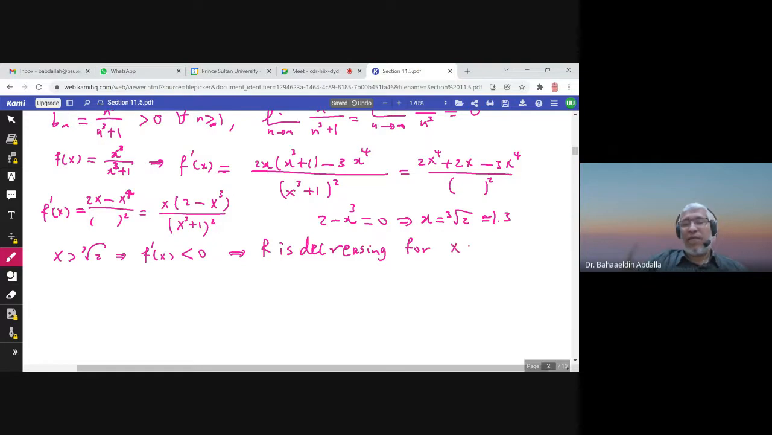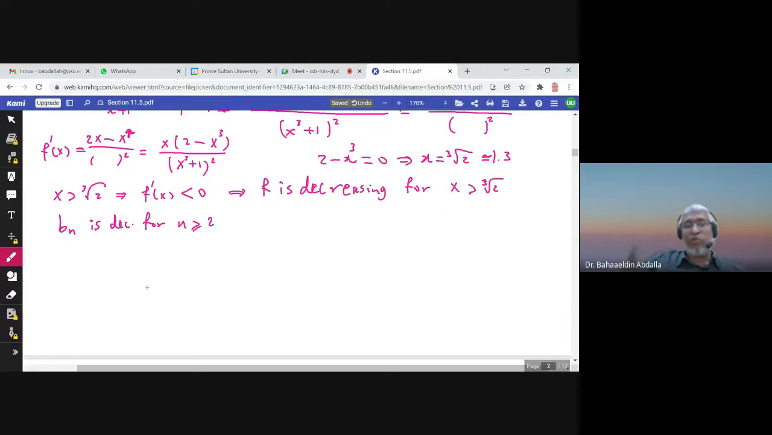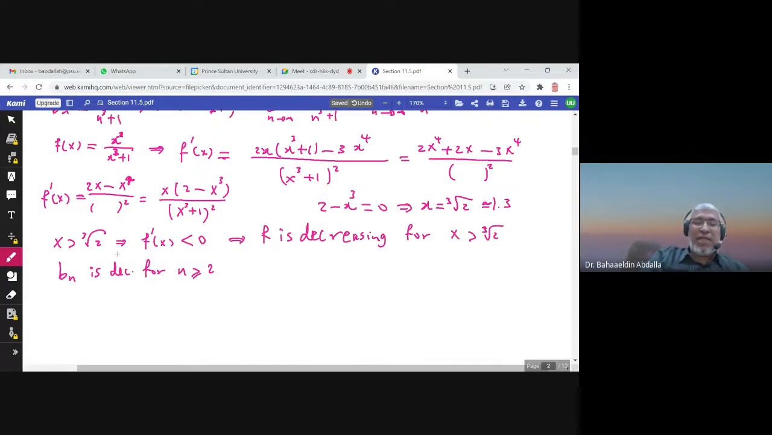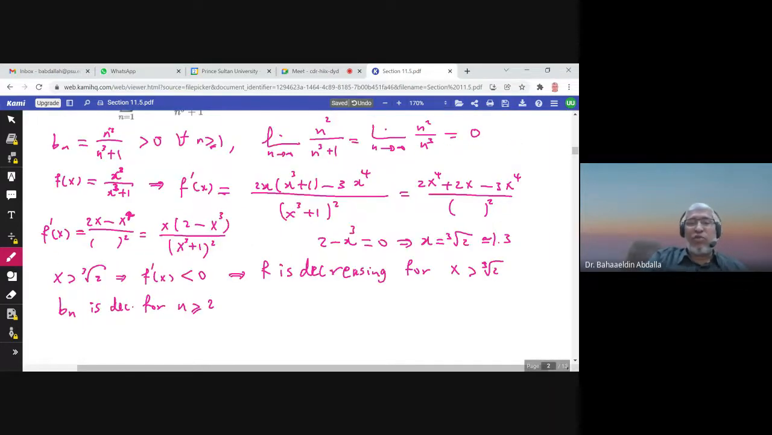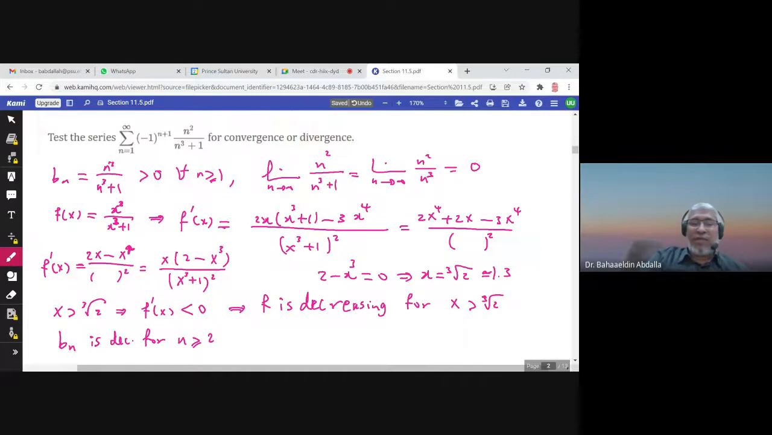For x greater than cube root of 2, and this means Bn is decreasing for n greater than cube root of 2, or just let us say greater than or equal to 2, because n starts from 1, 2, 3. So Bn is decreasing for n greater than or equal to 2, and the limit of Bn is 0.